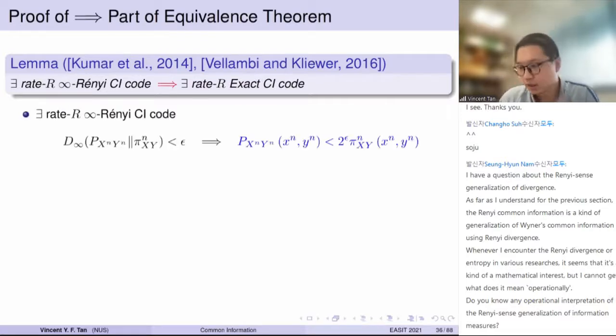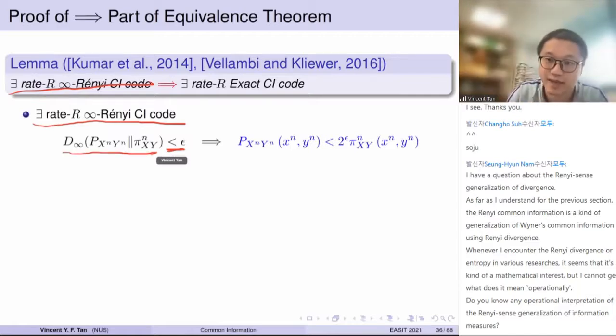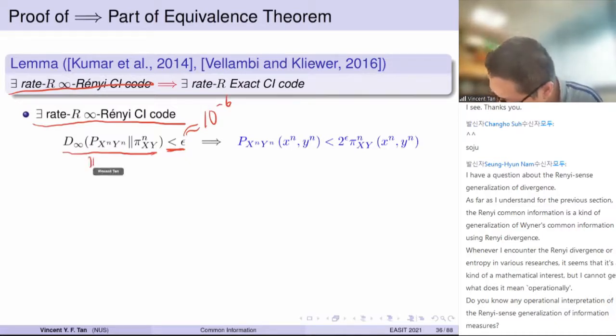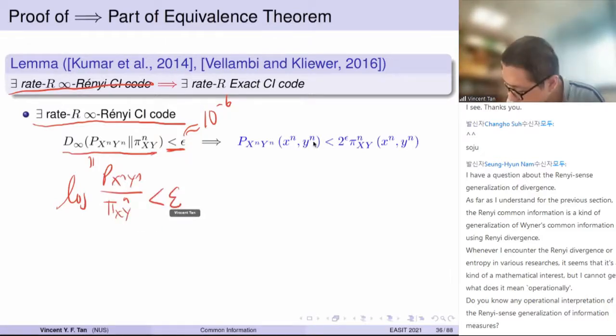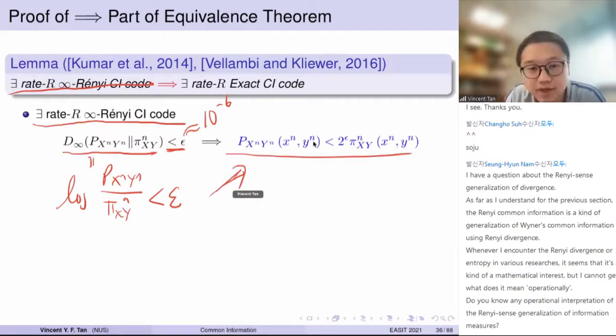So what does it mean for you to give me a rate R infinity-order code? That means that there exists a rate R Rényi common information code such that the infinity-order common information can be made as small as you like. Let's fix an epsilon, say epsilon 10 to the minus 6, very small. Then you can rearrange this. This is log of T(x^n, y^n) over pi(x^n, y^n), and this is less than epsilon. So basically you can recover this from here. That's the meaning of infinity order.